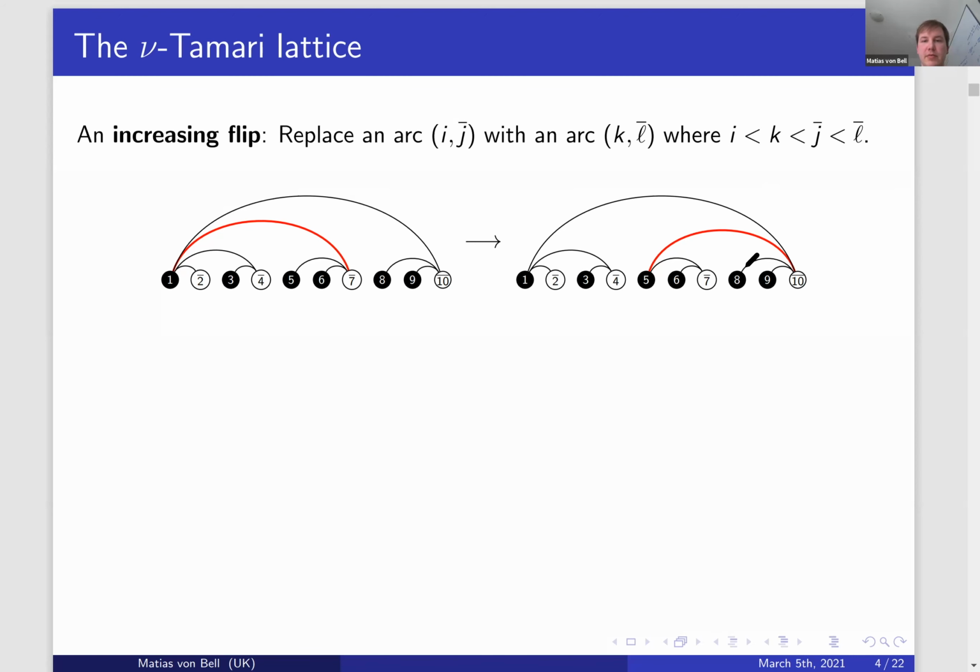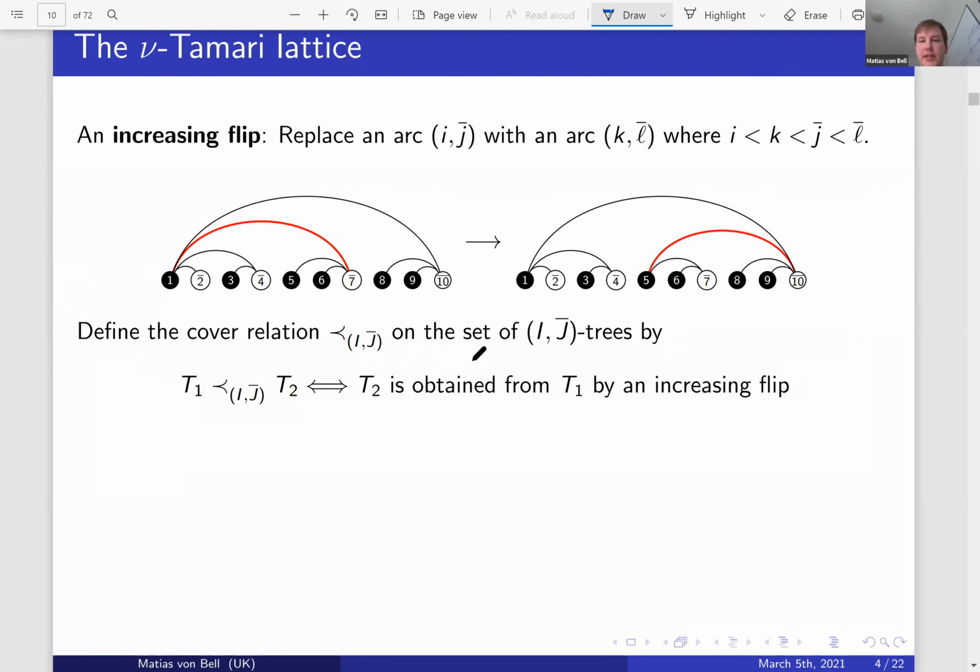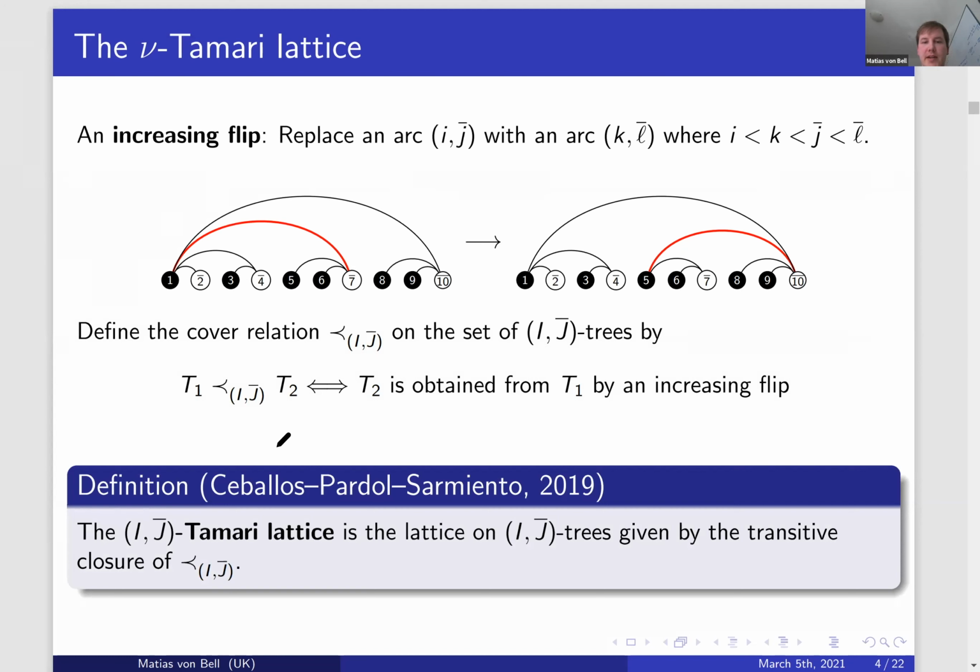And with this operation, we can then define a cover relation similar to the one that we saw previously in the pre-seminar, where one object is covered by another if we can obtain it by, in this case, an increasing flip, whereas in the pre-seminar, it was a rotation of lattice paths. And then this allows us to give another definition of the nu-Tamari lattice, and this was given by Ceballos, Padrol, and Sarmiento. And this is the ij-Tamari lattice, and it's a lattice on ij trees given by the transitive closure of this operation.